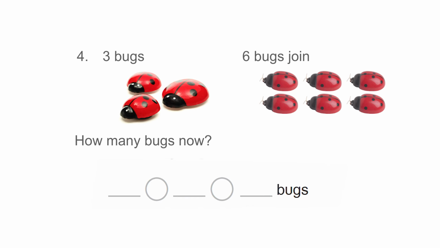In number 4, you start with 3 bugs, you add on 6 more bugs, and that is equal to 9 bugs. Again, this is a great time to point out that you could start with the 6 bugs. Starting with the larger number is sometimes easier because it is less work to count up 7, 8, 9 than it would be to start with 3 and count on 6 more than that.